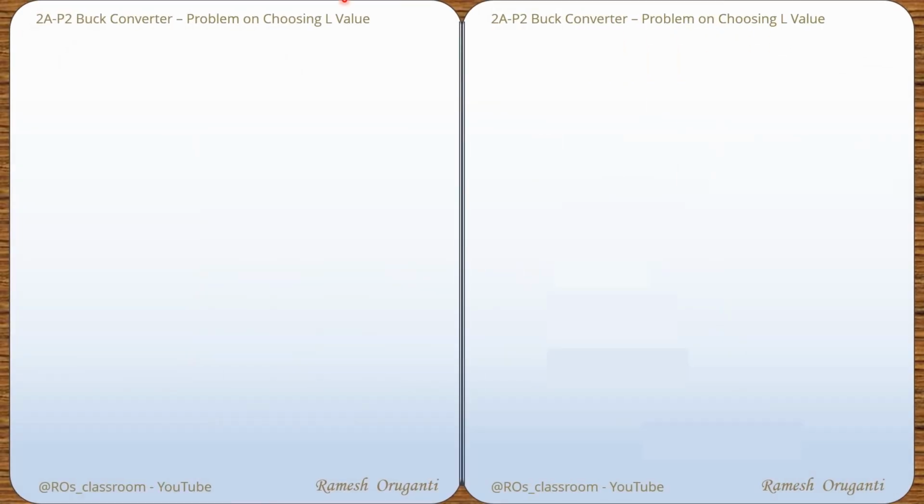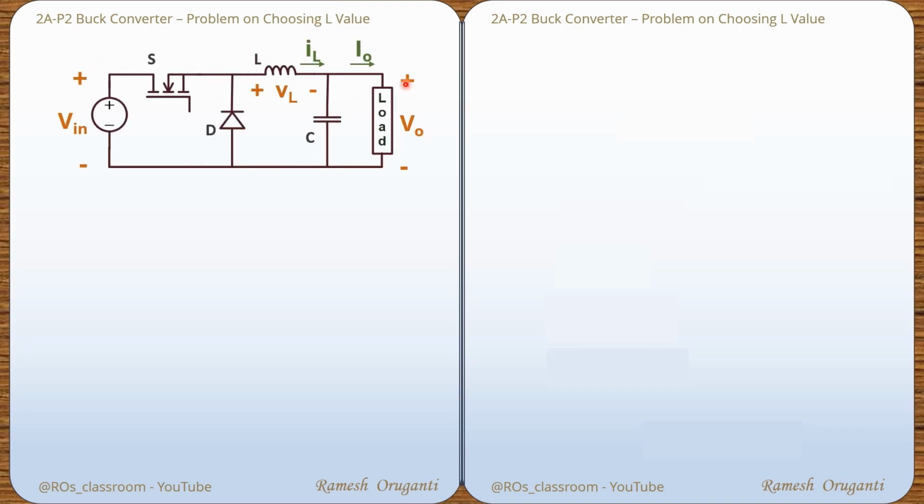This problem deals with choosing the inductor value in a buck converter. The choice of the inductor is critical in determining the performance of the buck converter, whether it operates in CCM or DCM or a combination of both. This is the buck converter.